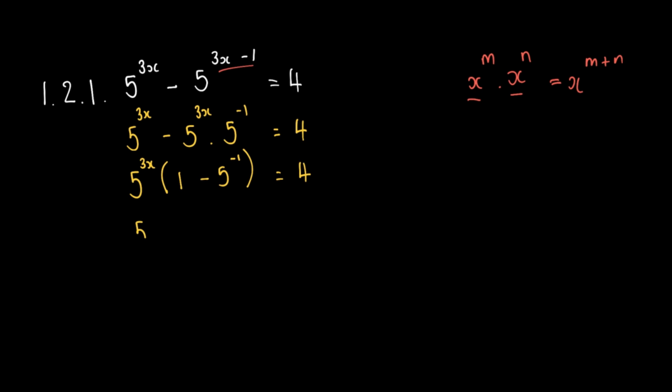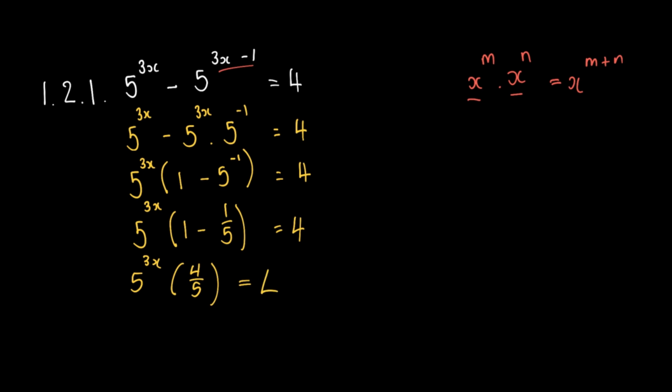We're going to have 5 to the power 3x. That's going to give us 1 minus 1 over 5, and that's equal to 4. Then we're going to get 5 to the power 3x is equal to, now 1 is the same thing as 5 over 5, and 5 over 5 minus 1 over 5, that's going to give us 4 over 5, and that's equal to 4. But now I want to isolate 5 to the power 3x because that's what we're solving for. We're solving for x, so I want this one to be on its own.